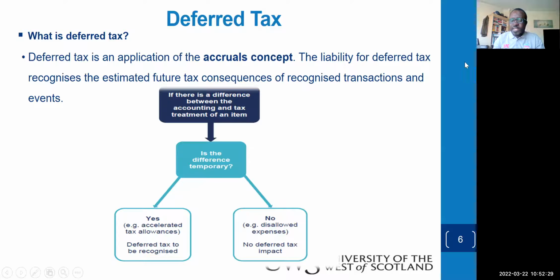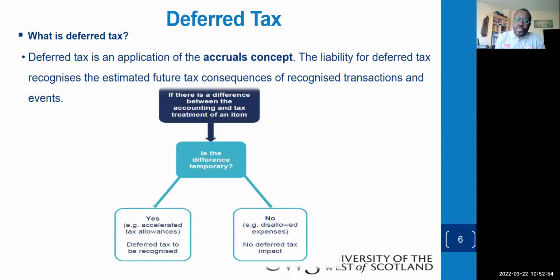Okay, so simply the deferred tax is talking about the liability for the deferred tax. So once again, let me take you one simple step back. Take it as a tax you owe, you've deferred. Now the liability for this deferred tax will recognize the estimated future tax consequences of the recognized transactions and events. Something I owe, I'll pay in the future.